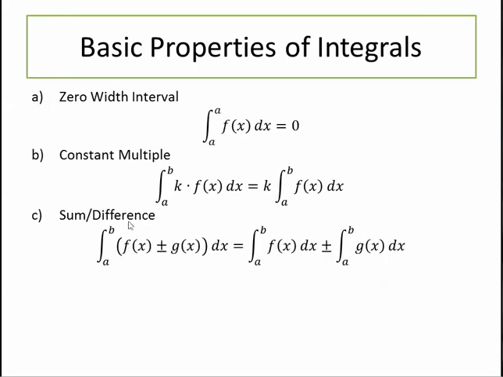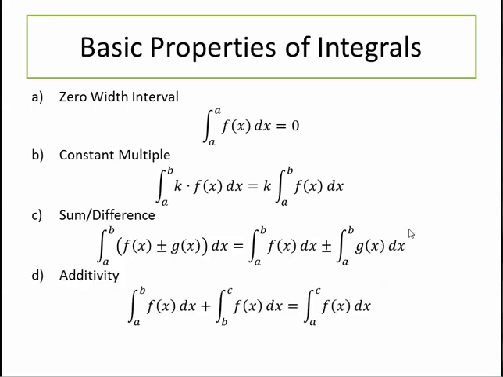The third property is the sum difference, and says if you're looking at the integral of f of x plus or minus g of x, then that's going to be equal to the integral of f of x plus or minus the integral of g of x. The next property is called the additivity property, and that says if you look at the integral from a to b of a function and add on the integral from b to c of the same function, then that's going to be equal to the integral from a to c of the function.